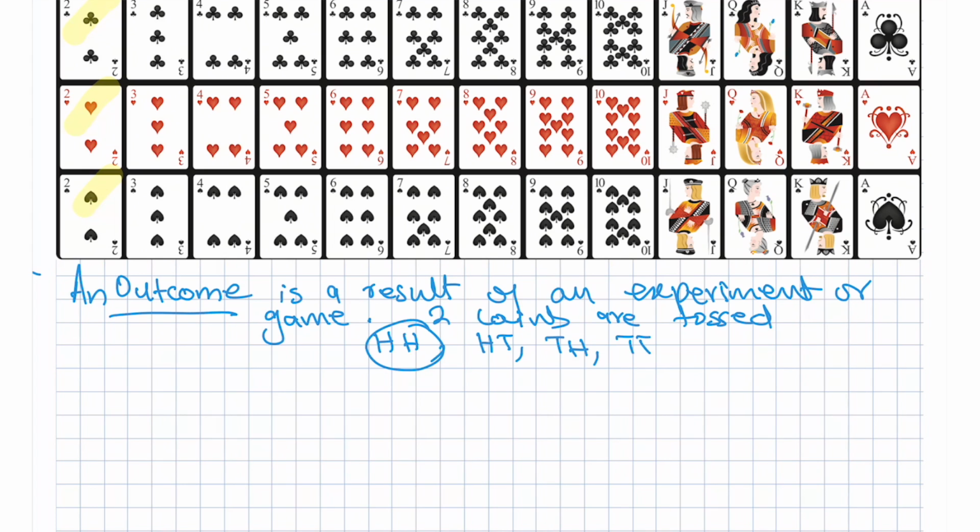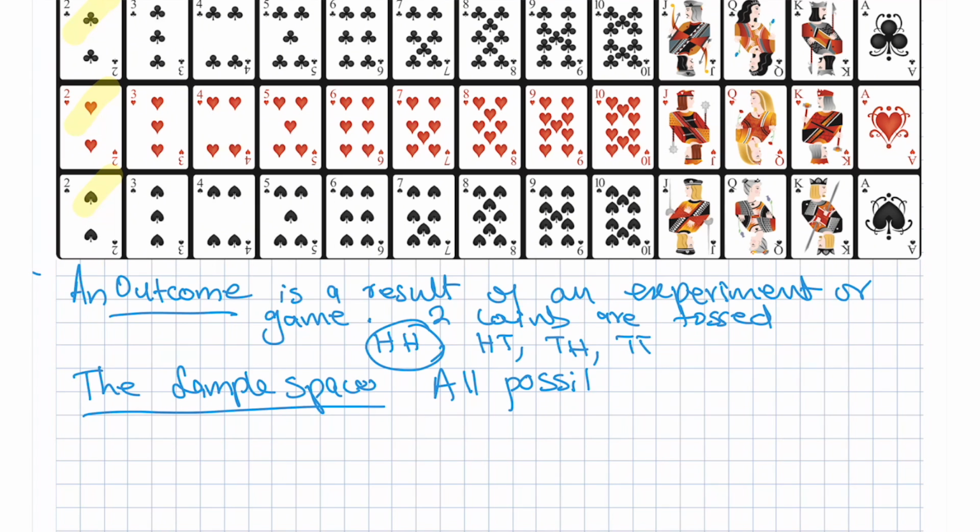The second keyword that I would like to define is the sample space. The sample space is a set of all possible outcomes of an experiment.